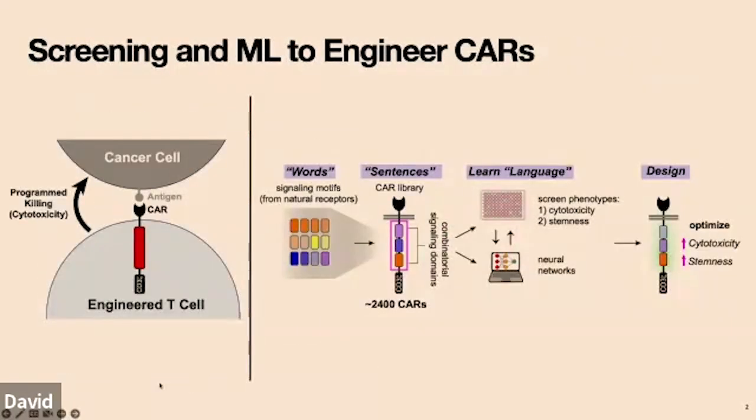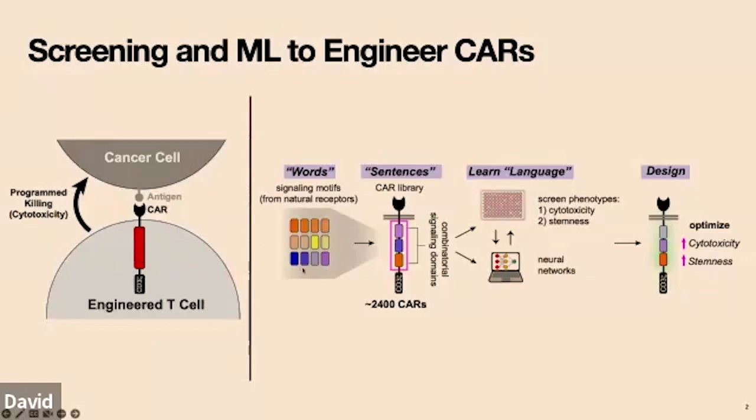So one example in which I've already done this as proof of principle is in the case of CARs. So if you put a CAR into a T cell, when the CAR engages a cancer cell, it'll cause the T cell to kill that cancer cell. And we thought that we could improve CARs by changing the signaling domain, which is shown here in red.